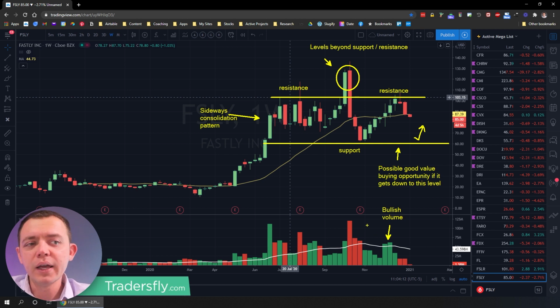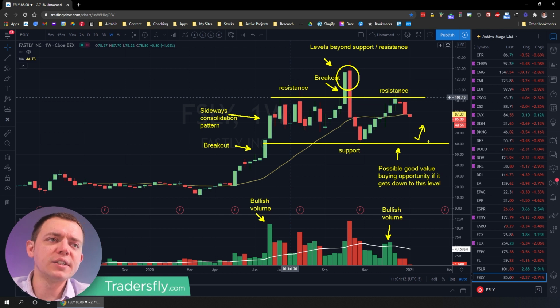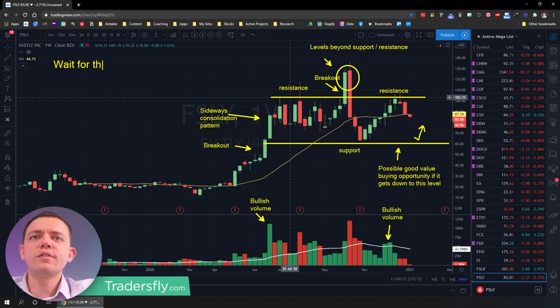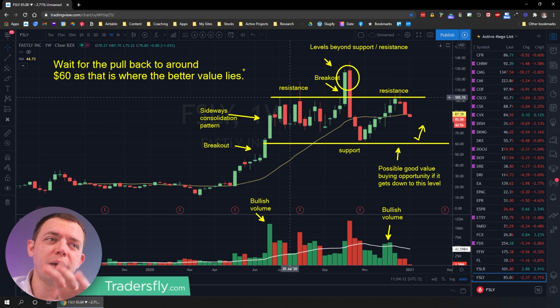I wouldn't jump into it, but keep an eye on it, as this one did move nicely. So nice bullish volume was here, nice breakout points. So this one was looking pretty good. You're basically now waiting for this to come back. So basically here, wait for the pullback to around 60, as that is where the better value lies. So in that case, I'd be more neutral on it, wait for that pullback, or a clear-cut break at around 105. Okay, so there you go.